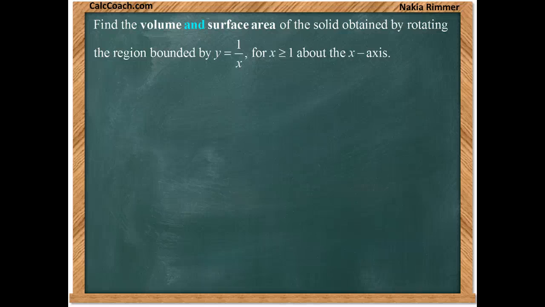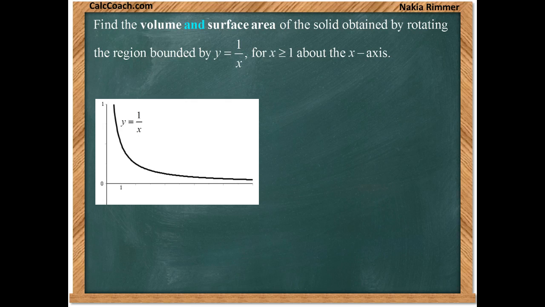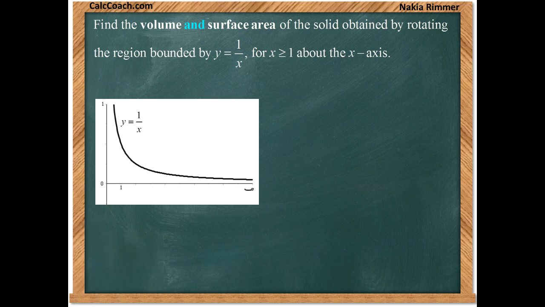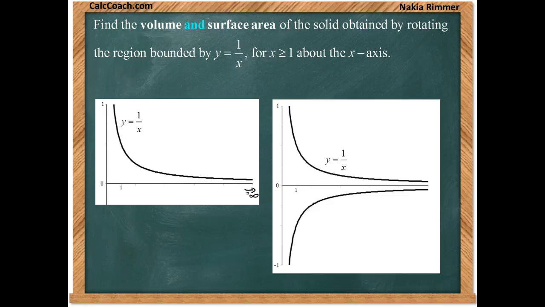Find the volume and surface area of the solid obtained by rotating the region bounded by y equals 1 over x, for x greater than or equal to 1, rotated about the x-axis. So the function y equals 1 over x, but what we're doing is allowing x to get as large as possible. We're going to let this go off to infinity, and we're going to spin this about the x-axis.